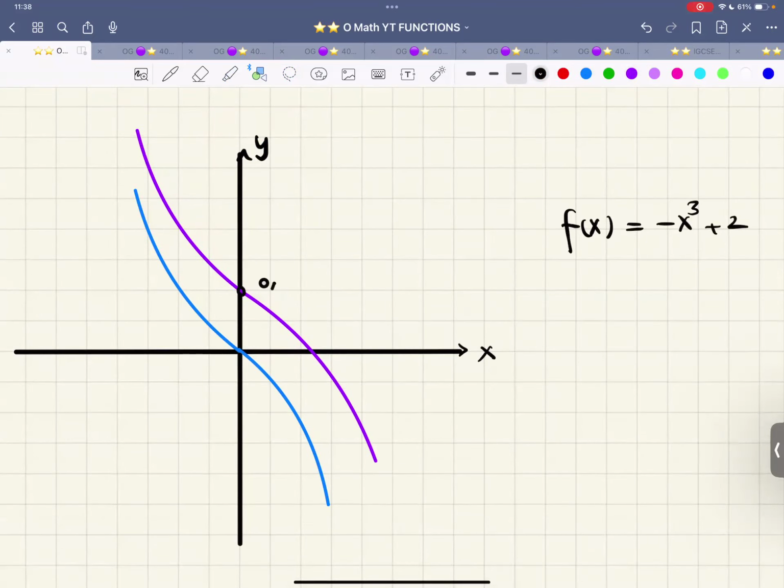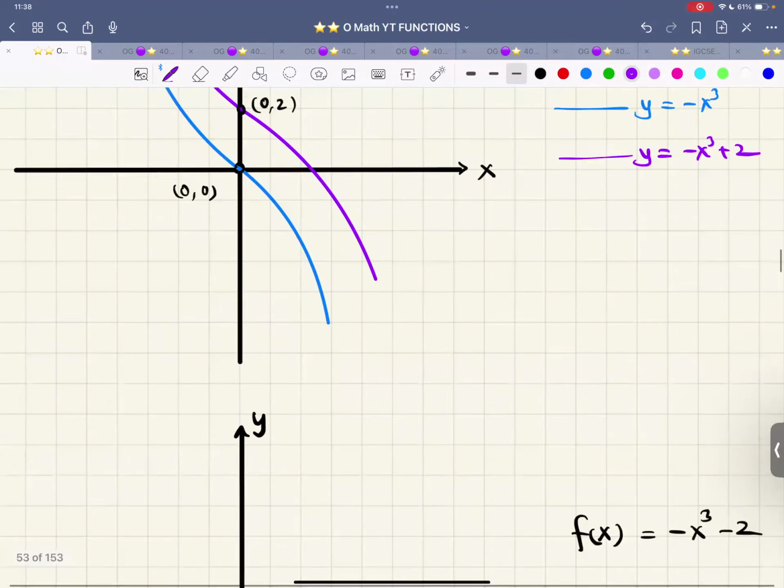So this is (0, 2). This is (0, 0). So the blue one, that is y = negative x cube. The purple one, that is y = negative x cube plus 2.